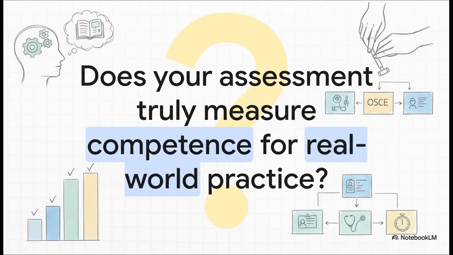And that really leaves us with the big question we should all be asking ourselves. We can design and score a technically perfect exam, but how do we make sure it's actually testing the skills that matter? How do we ensure it's preparing our students for the messy, unpredictable, real world of clinical practice? That's our challenge as educators.